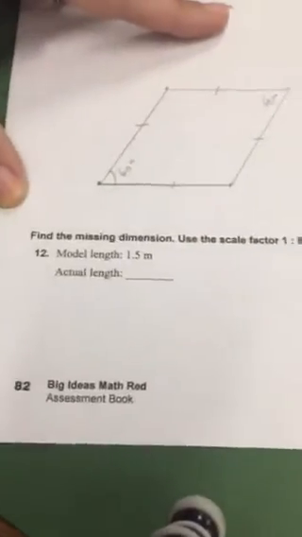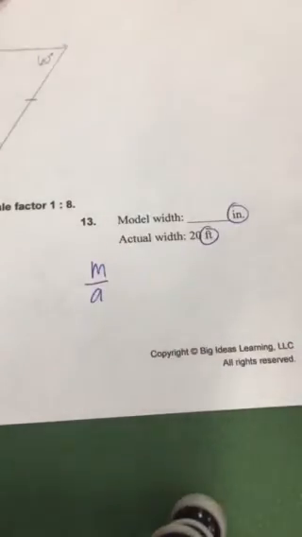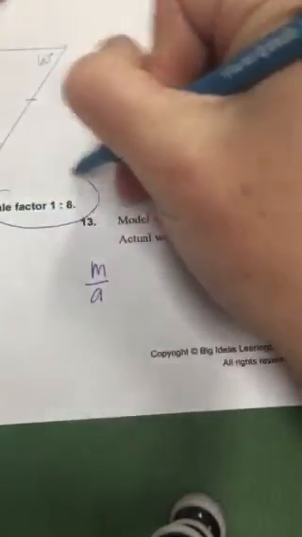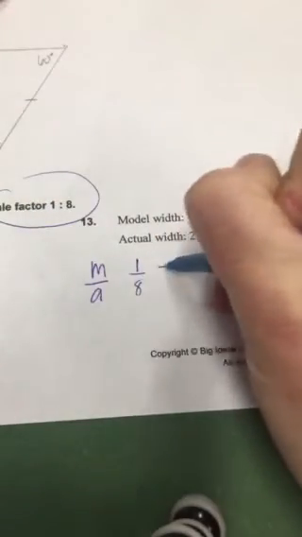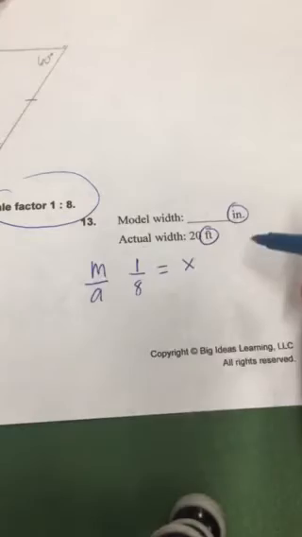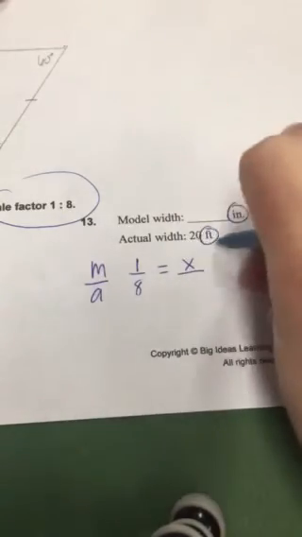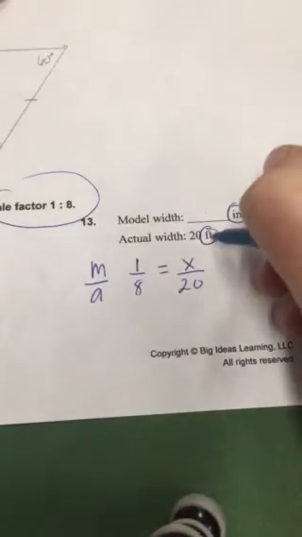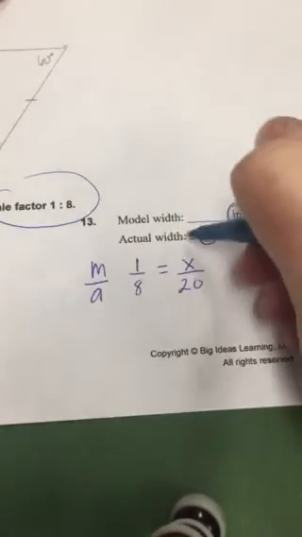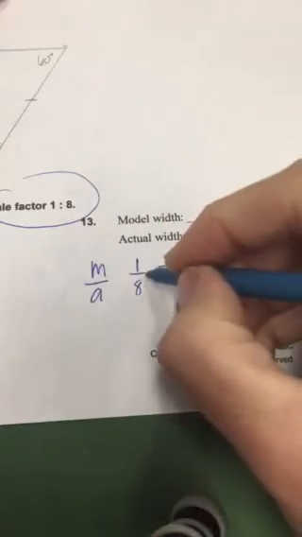Alrighty. Number 13 asks us to find the missing dimension using the scale factor of 1 to 8. The first thing I'm going to note is that this one is inches and this one is feet. Always pay attention to your units. We have model over actual. Our scale factor here is 1 to 8. I don't know my model dimension, so I'm going to put my variable, and my actual dimension is 20. And it's given to me in feet. That means we're solving for feet here, and we'll have to convert to inches afterwards.